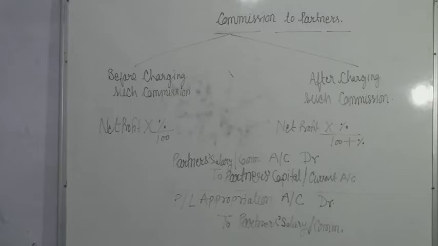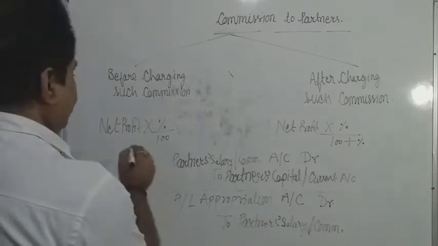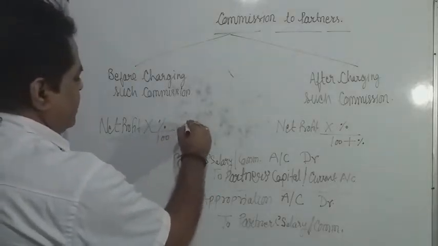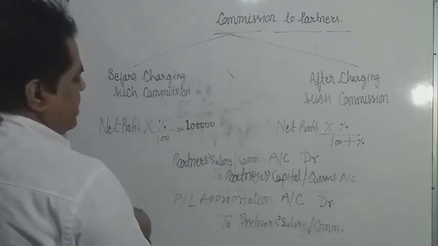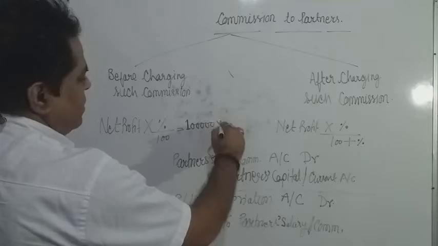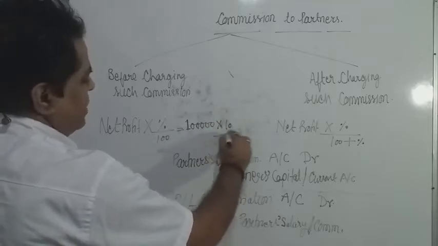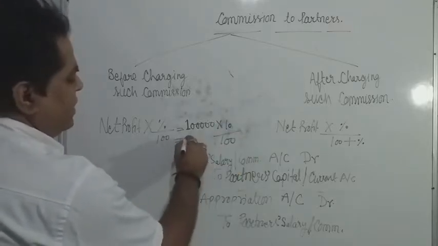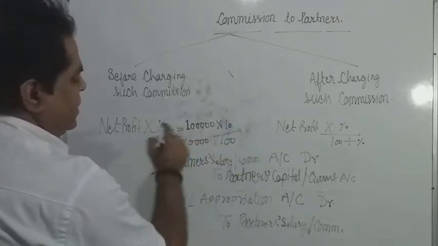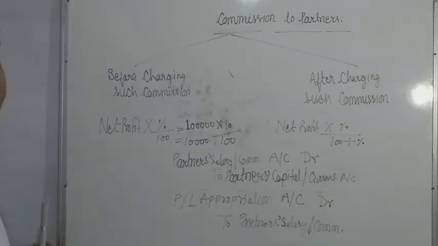Now I am going to give you one example of how you can find out commission. Suppose I have a net profit of rupees 1 lakh, and we have to give 10% commission before charging. So 1 lakh into 10%. How much is the answer? 10,000. 10,000 is your answer, which is the commission to the partner in case of before charging such commission.